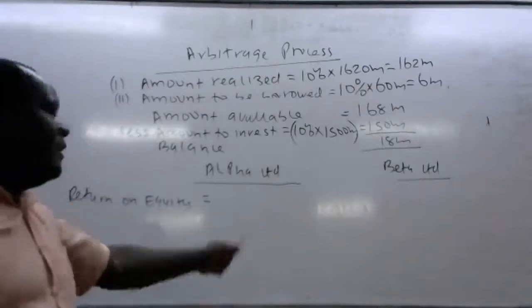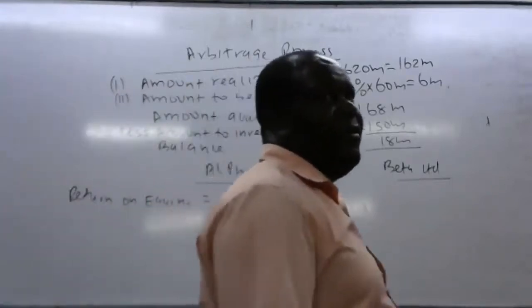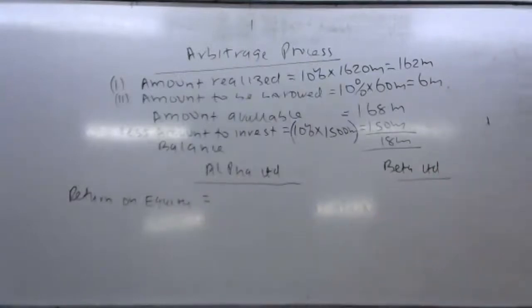So we are in the Alpha Limited. So when he was in Alpha, what was his value of equity? Remember the step number one. What he sold was his ownership. So that figure was how much?